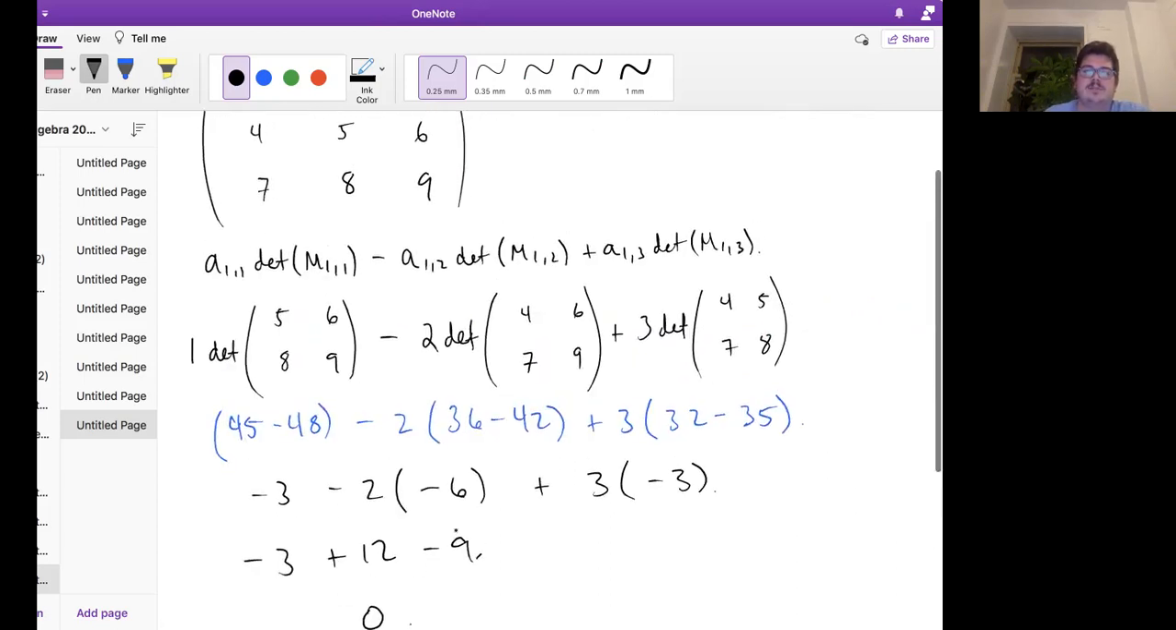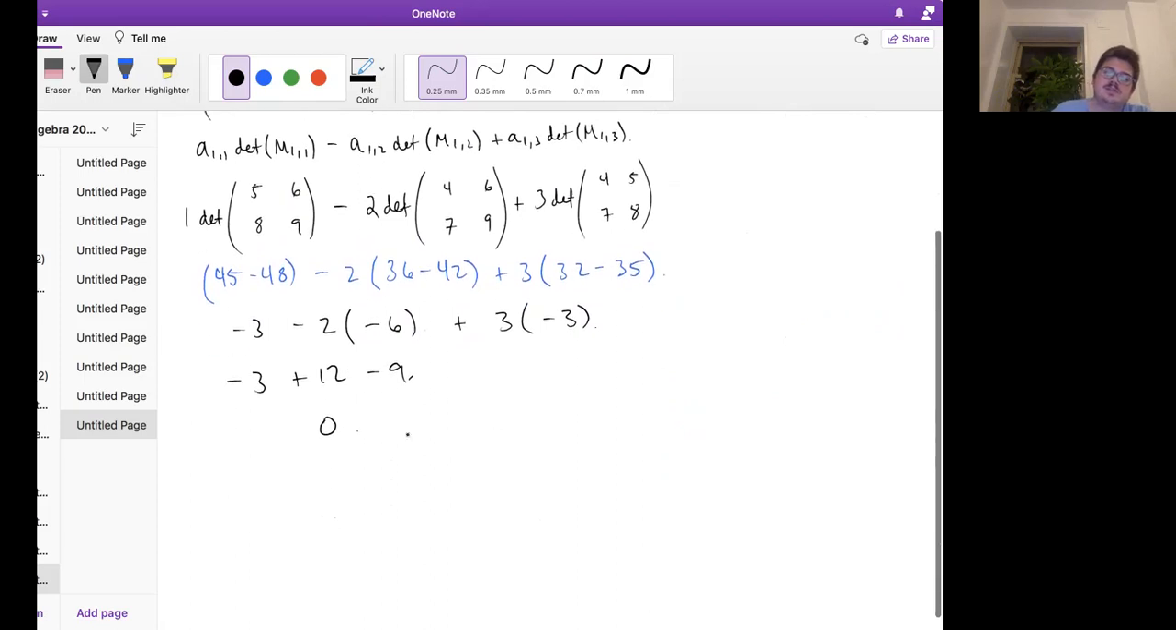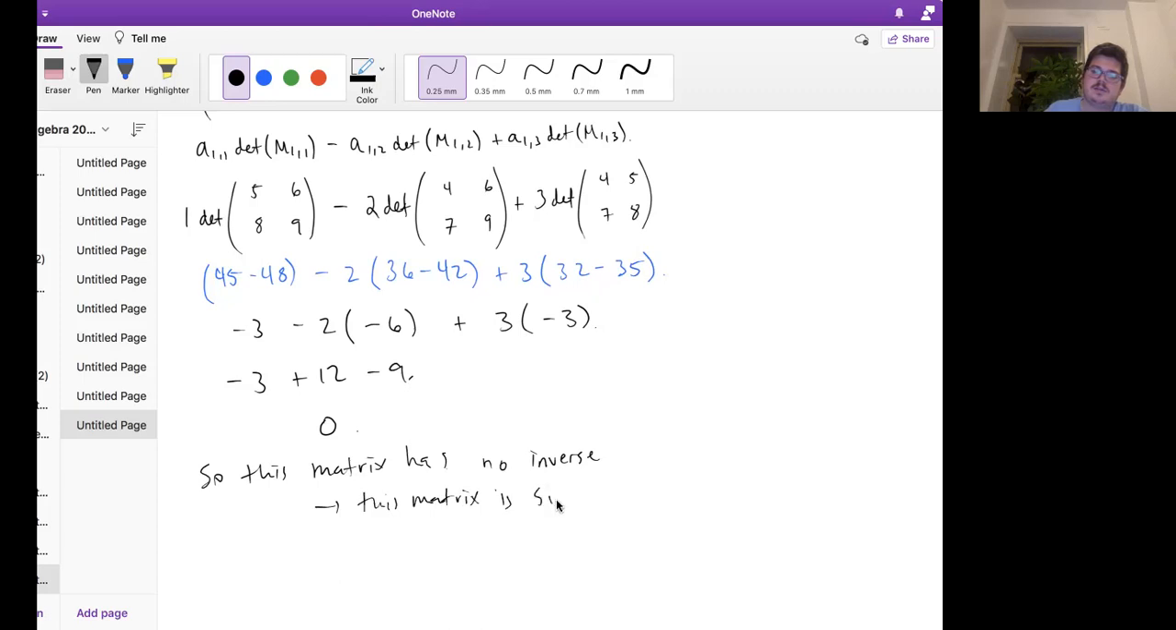What does that imply? It has no inverse. So this matrix does not have an inverse. Do you remember what that is called? What do you call matrices that have no inverse? Good. This matrix is singular.